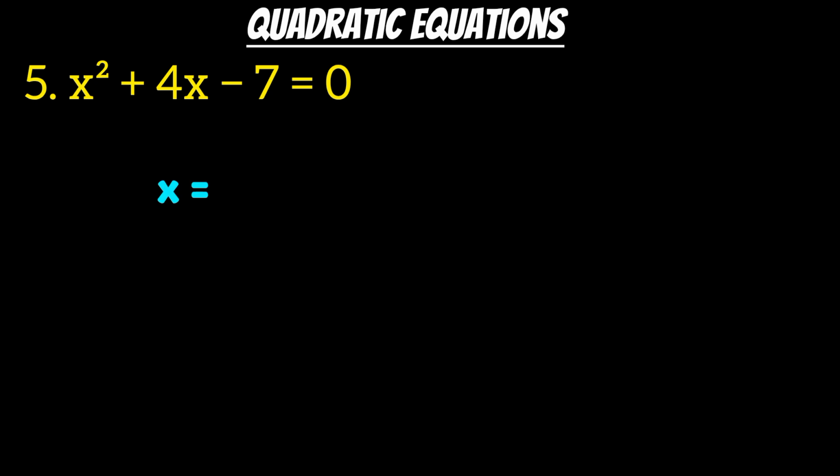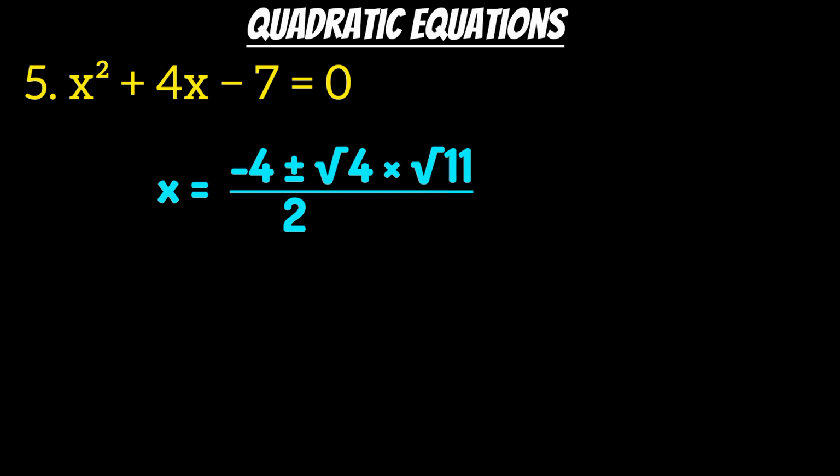The last one, x squared plus 4x minus 7 is equal to 0. Notice that this one doesn't factor nicely, so we use the quadratic formula. So x shall be equal to negative 4 plus or minus the root of 44 divided by 2. Now the root of 44 is the same as 4 multiplied by 11 under the root sign, and this can be rewritten as the root of 4 multiplied by the root of 11, and that is the same as 2 the root of 11.